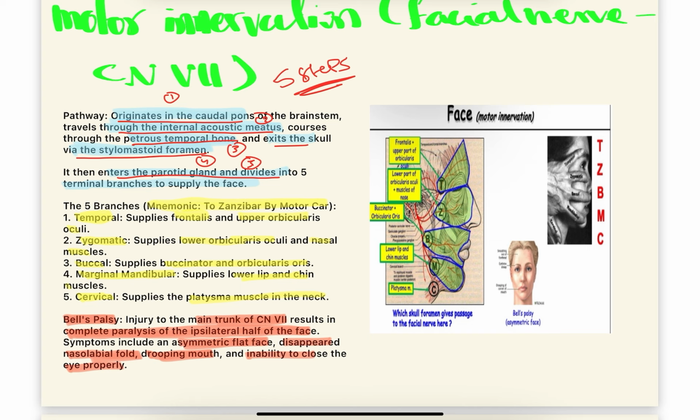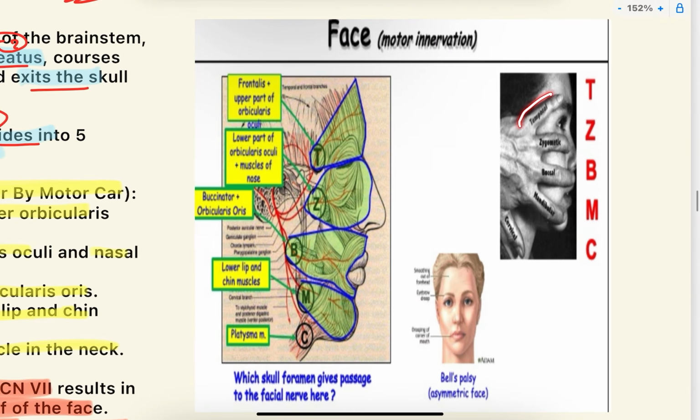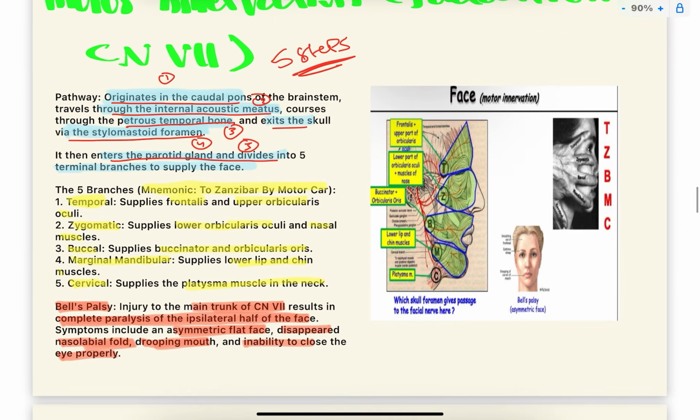So what are they? We can memorize them by this picture like this, okay? And each position of the fingers is actually locating its job for each and every branch. We can memorize it by the mnemonic: To Zanzibar by motor car.